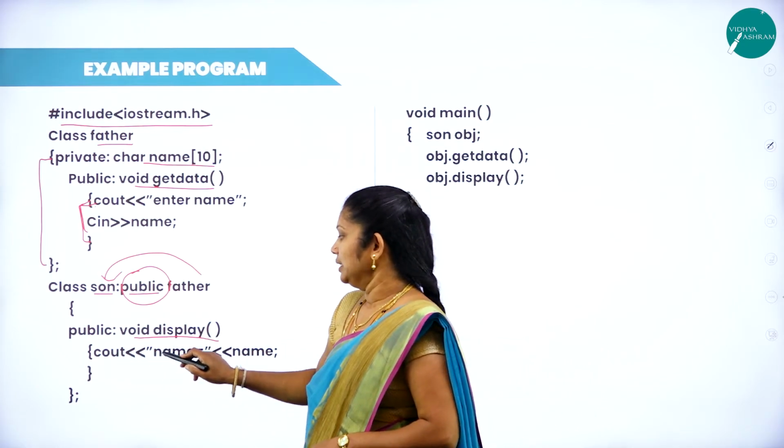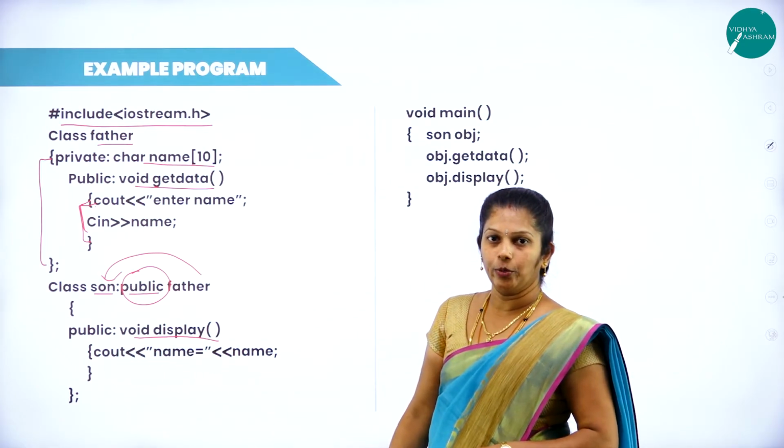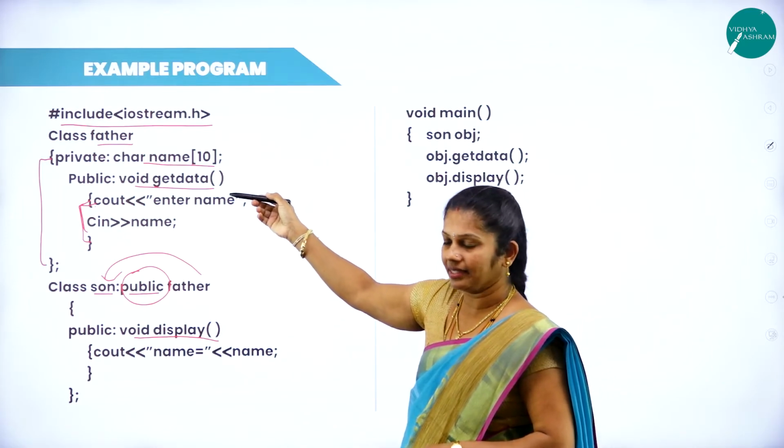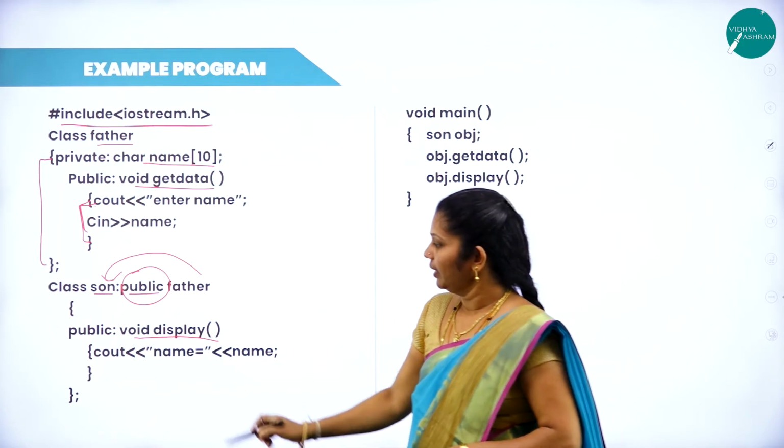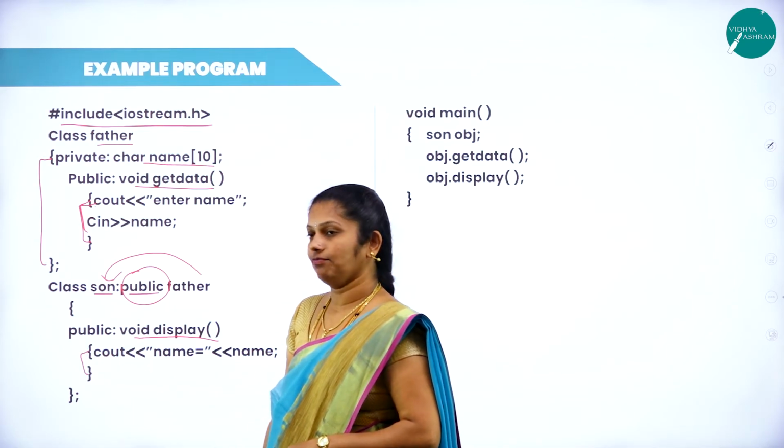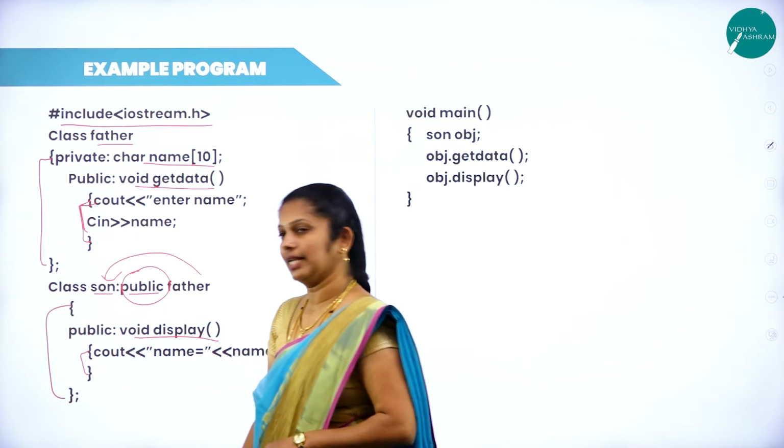Under the display function, name equals, I am just displaying the value. That means whatever name I have entered in the get data function, I can display here. Afterwards, we are closing this function, and later on, we are closing the class.